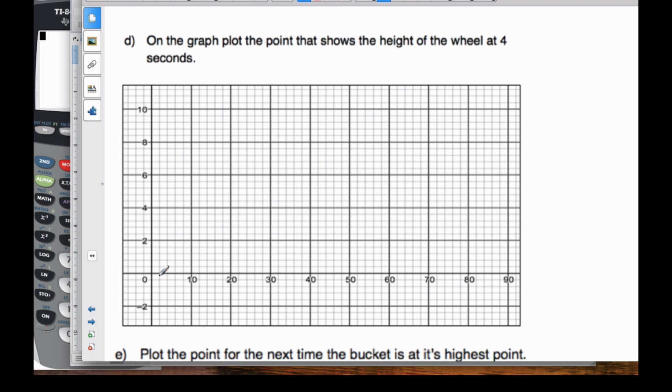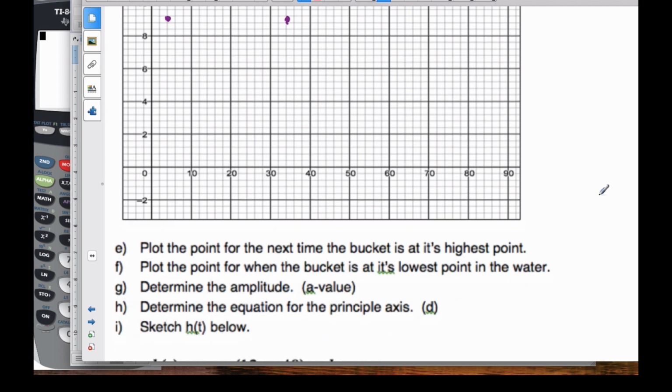So at 4 seconds, so here's 10, here's 4 seconds, at 4, it's at a value of 9. So that's 8, so 9 is right here in the middle. Okay. Then it says plot the point for the next time the bucket is at its highest point. Well, I know here's at 4 seconds. It takes 30 seconds to reach the top again. So that's going to be 34 seconds. I am back up here.